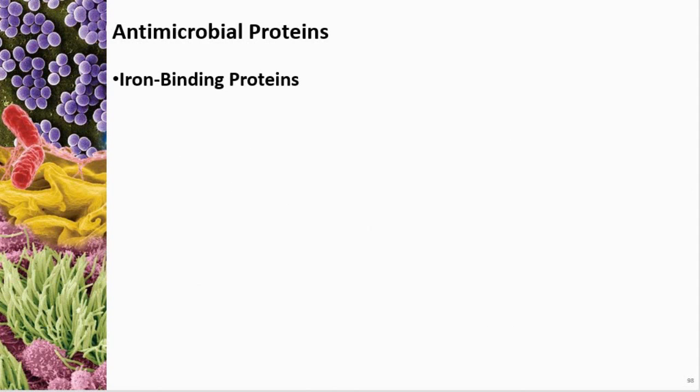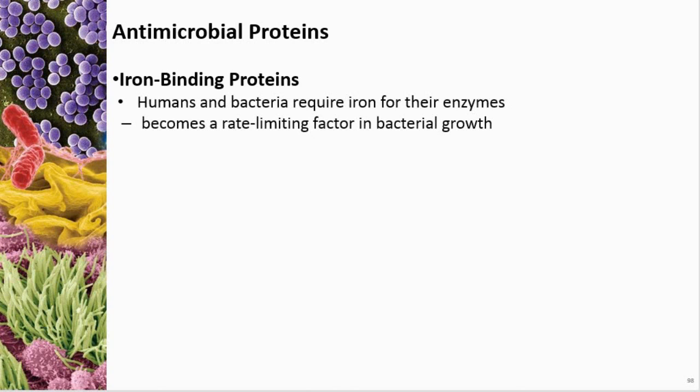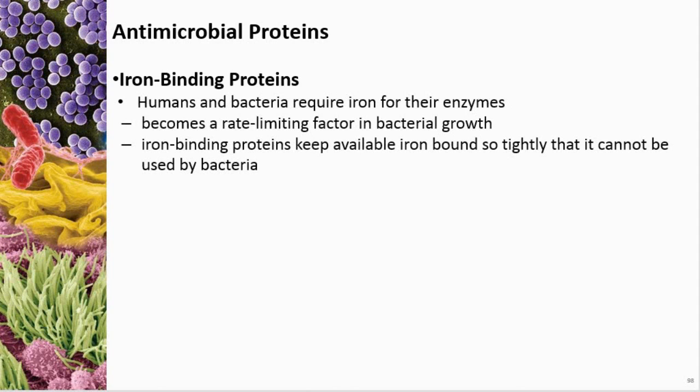So that was complement. So iron binding proteins is another group of proteins. Humans as well as bacteria need iron in order for our enzymes to function properly. If you remember from one of the previous chapters, we use those things as cofactors, right? So iron can be a rate limiting factor in bacterial growth. In other words, you can control the growth of the bacteria by limiting the amount of iron available. And what iron-binding proteins do is they bind to the iron and make it so that the bacteria have no way of using them.